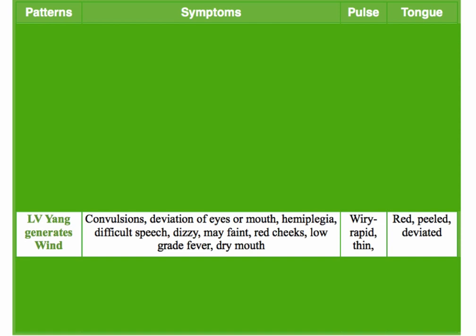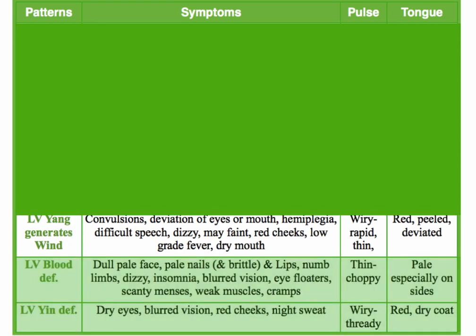And the person may faint, they have red cheeks, low-grade fever, dry mouth, because liver yang rising can also lead to liver yin deficiency. So that can show up as well when the wind is there. So we have a wiry, rapid pulse, but thin because the yin deficiency is coming. There's a red tongue, but it's peeled because there's yin deficiency, and it's deviated because there's internal wind. Okay? So that's my basic made-easy internal wind explanation.